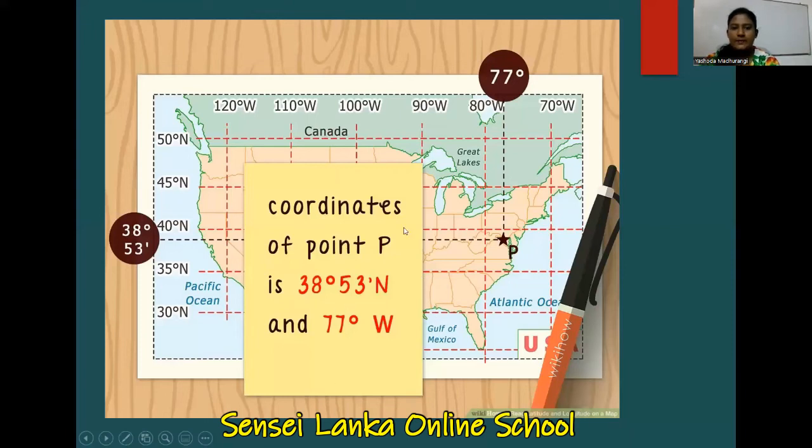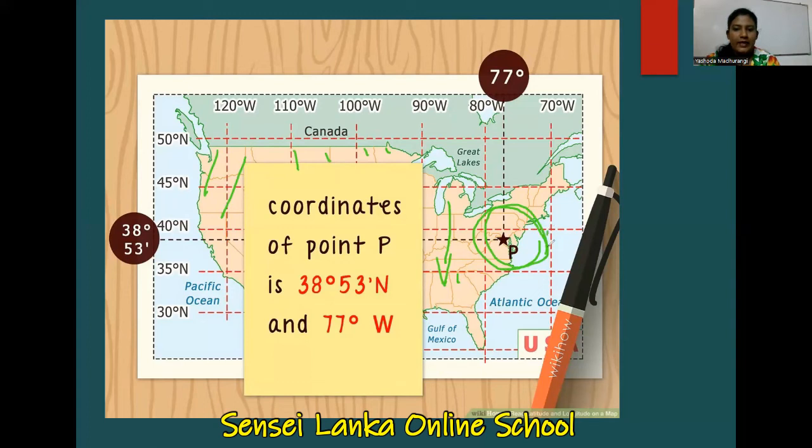Look at this. You can look at this picture and understand it. So my dear children, when you look at this map, can you identify letter P? Can you see letter P here? Do you know this country in orange color? Do you know this country? United States of America.